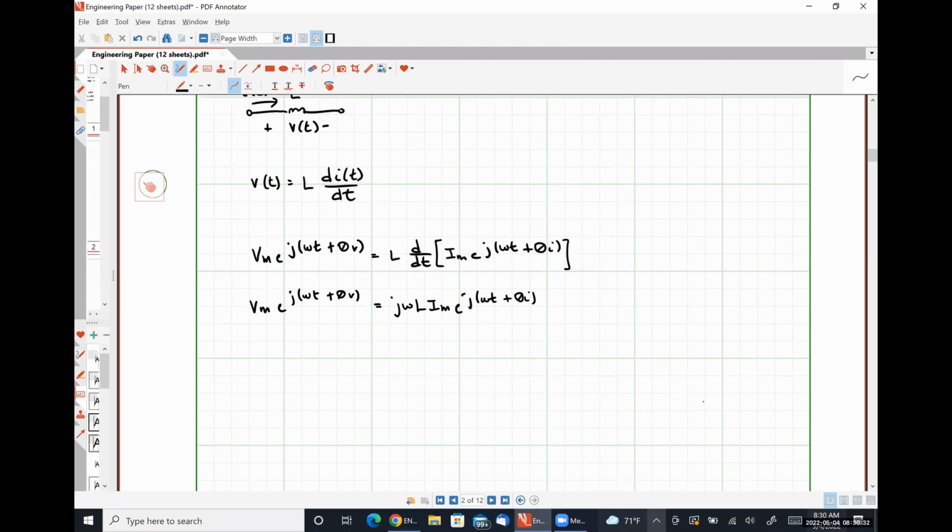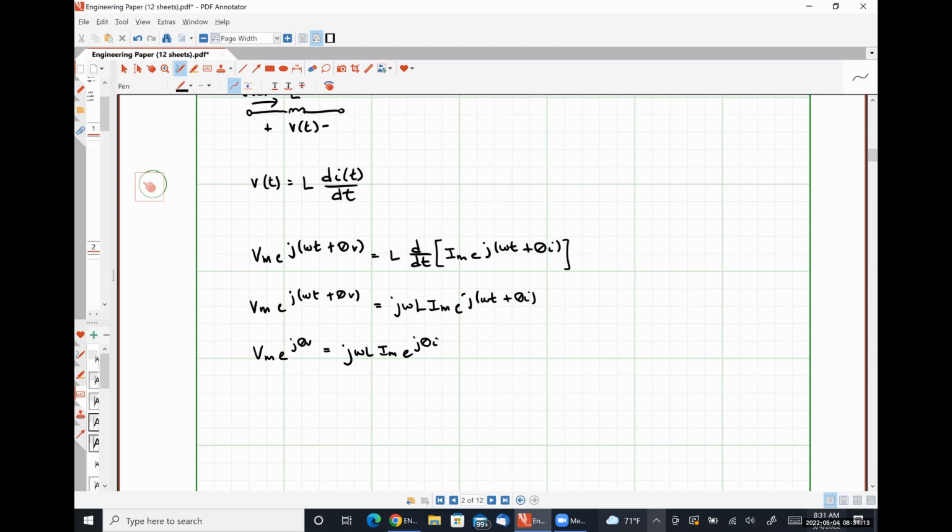I could split my exponential function up into the frequency component and the phase angle component like I did previously, and then wind up just canceling out my frequency component, which would leave me with Vm e^(j theta v) is equal to j omega L times Im e^(j theta I). Okay, so all I've done between these two steps is get rid of that common factor of e^(j omega t) that's on both sides.